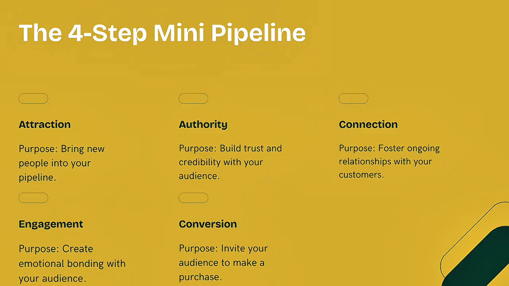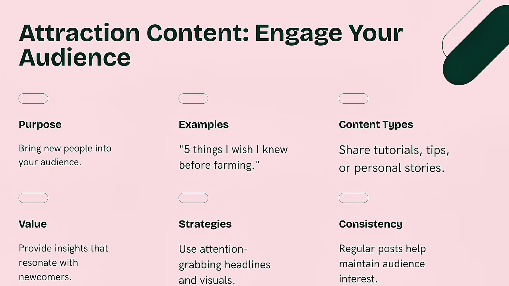Now, I want to introduce to you the 4-step mini pipeline you will use to build today. So, your assignment is to build a 4-part pipeline that looks something like this. Step 1 is attraction content. This is where the content that pulls the new eyeballs.